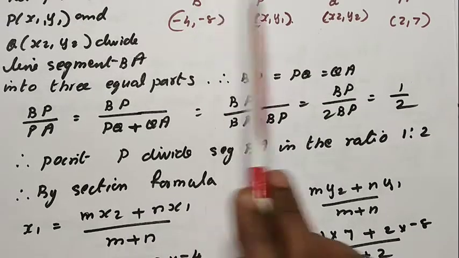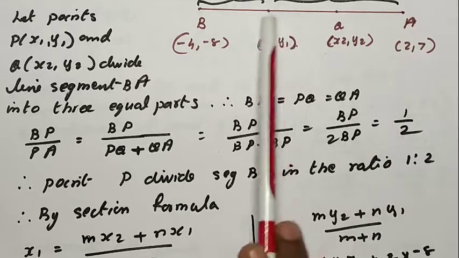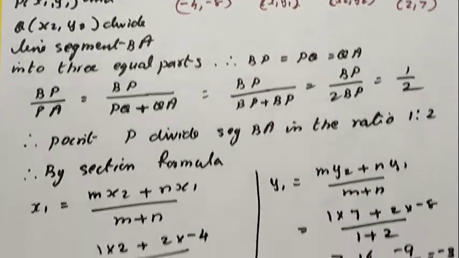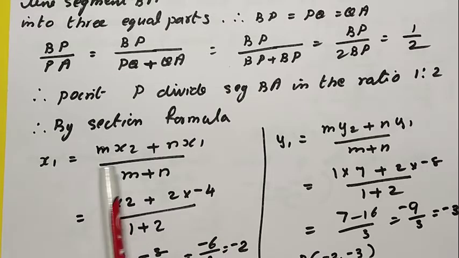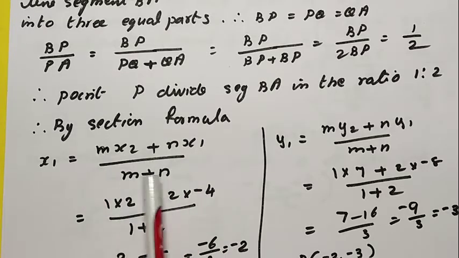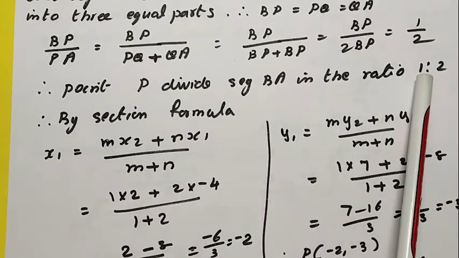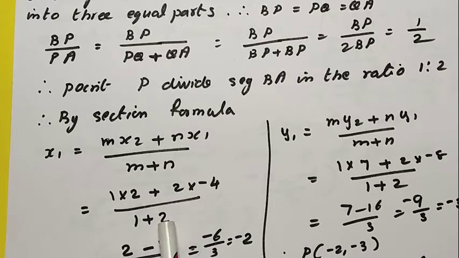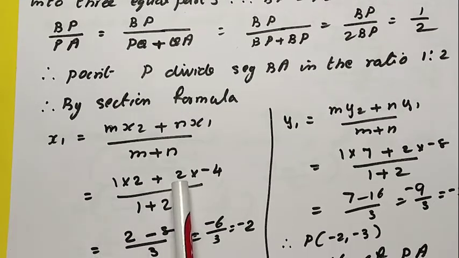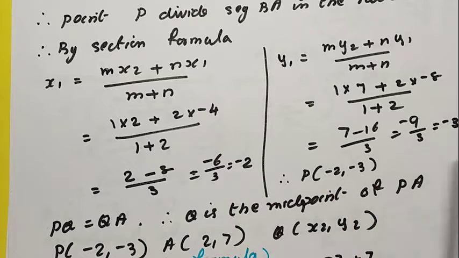So, now we know the ratio, and we know the coordinates of the two endpoints. So, we can find the coordinate of the point P, which is x1, y1. Therefore, by section formula, x1 is equal to (mx2 plus nx1) upon (m plus n). Therefore, m is 1: 1 into 2 plus 2 into minus 4 upon 1 plus 2. 1 into 2 is 2, 2 into minus 4 is minus 8. Therefore, minus 6 upon 3, which is equal to minus 2.